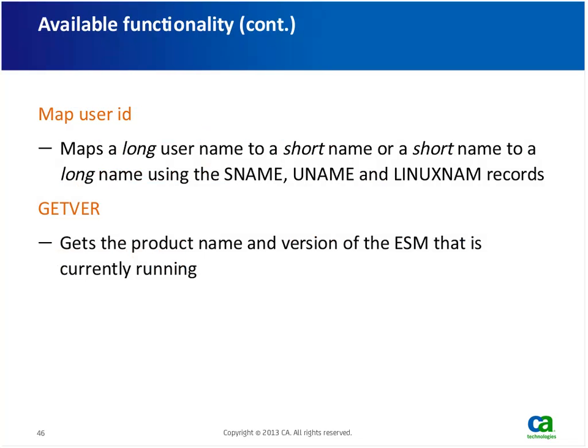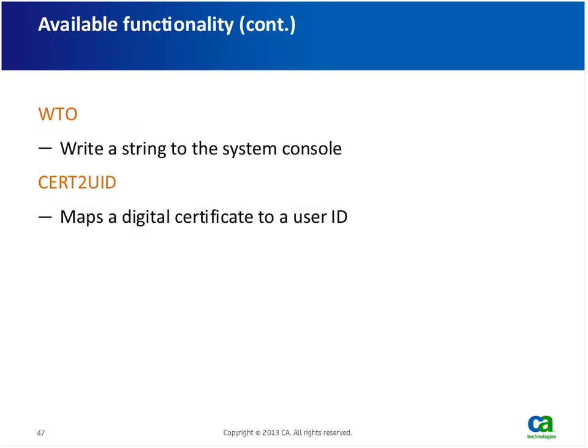There's a get version. You can determine what security product is running and what version. And the last two are to write a WTO from your application to the system console, and to map a digital certificate to a user ID. So behind the scenes, the cert to UID actually does an init ACEE call to determine which user that certificate is connected to.